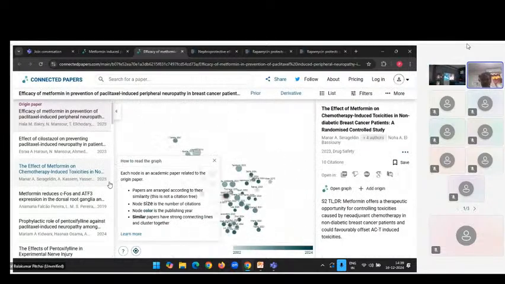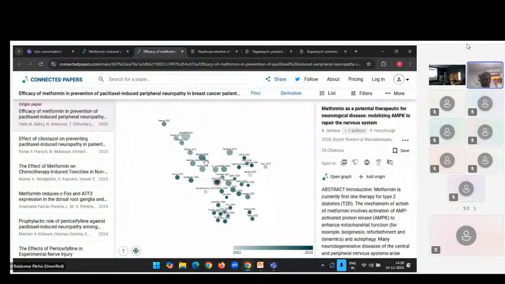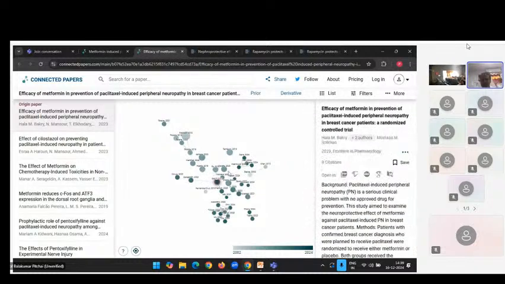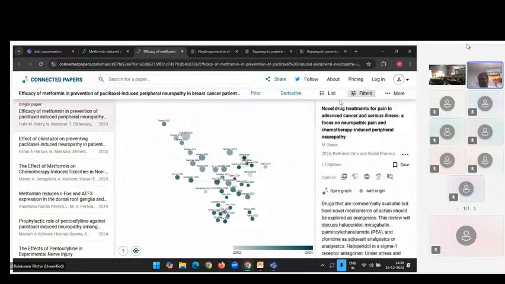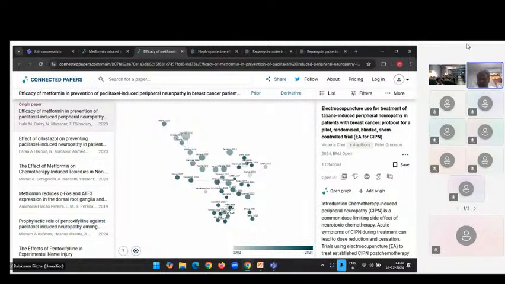All the connections, look at this one. This paper is connected here. This paper is connected to this one, and this one, this one, this one. And you just click it. On the right side, you will get the paper: novel drug treatment, advances, all things. You click this one, prophylactic role of this one. So these are all connected papers. If you want to know whether there is any recent paper connected to the paper which I retrieved and read, no need to ask anyone. Just go to Connected Papers. You will get all the papers which are connected to the paper you are currently reading.